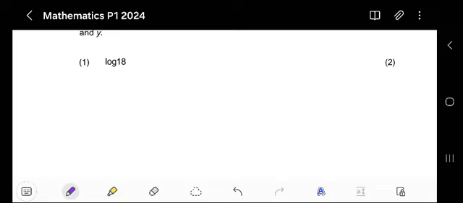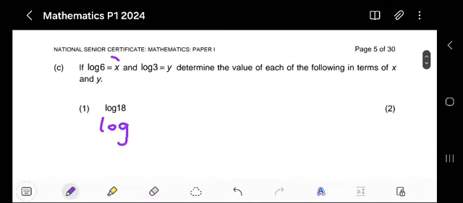Right, so how can we rewrite log 18? We must rewrite it, but not just anyhow. We must relate it to what we've been given. We must try to make our terms become log 6 and log 3 as far as possible. So how can I change this? Remember, from the laws, this is the same as log 6 plus log 3. Remember the laws of logarithms.